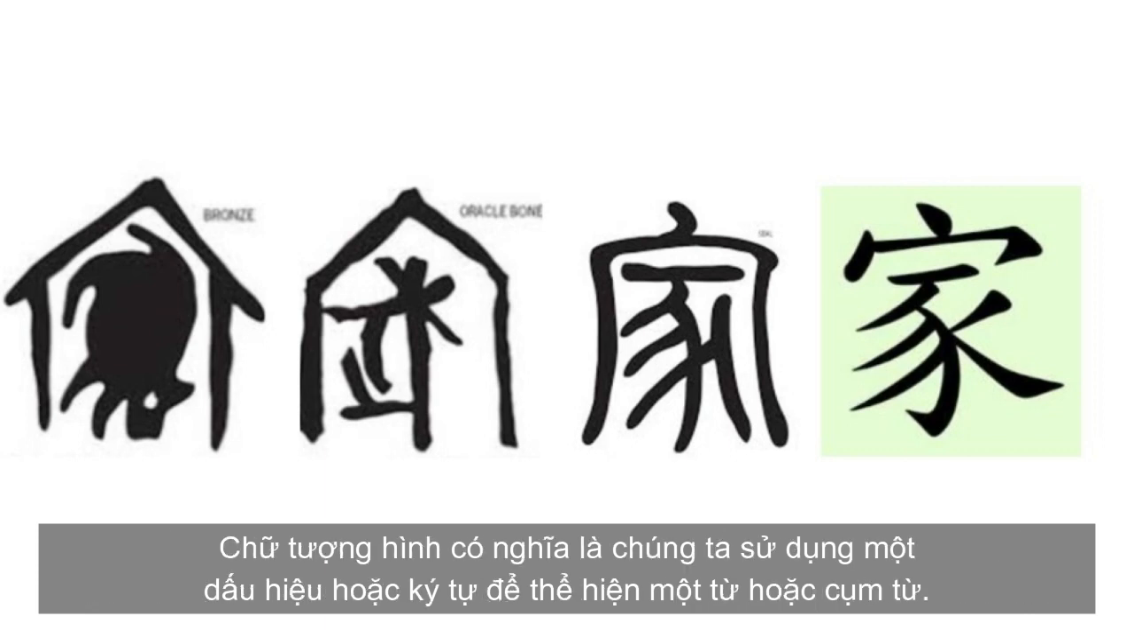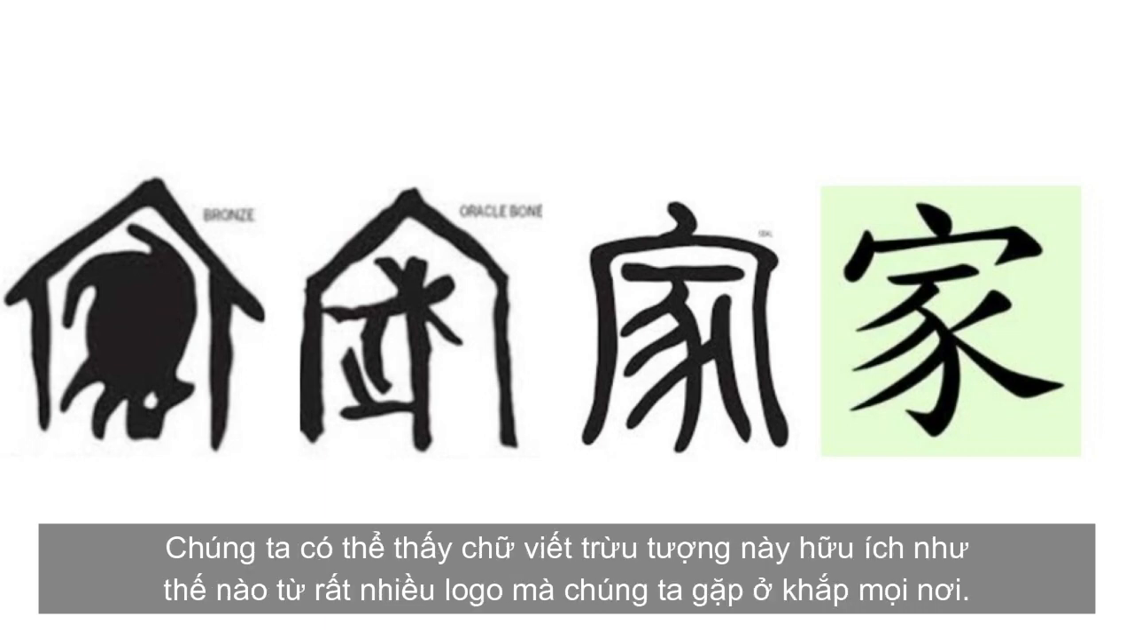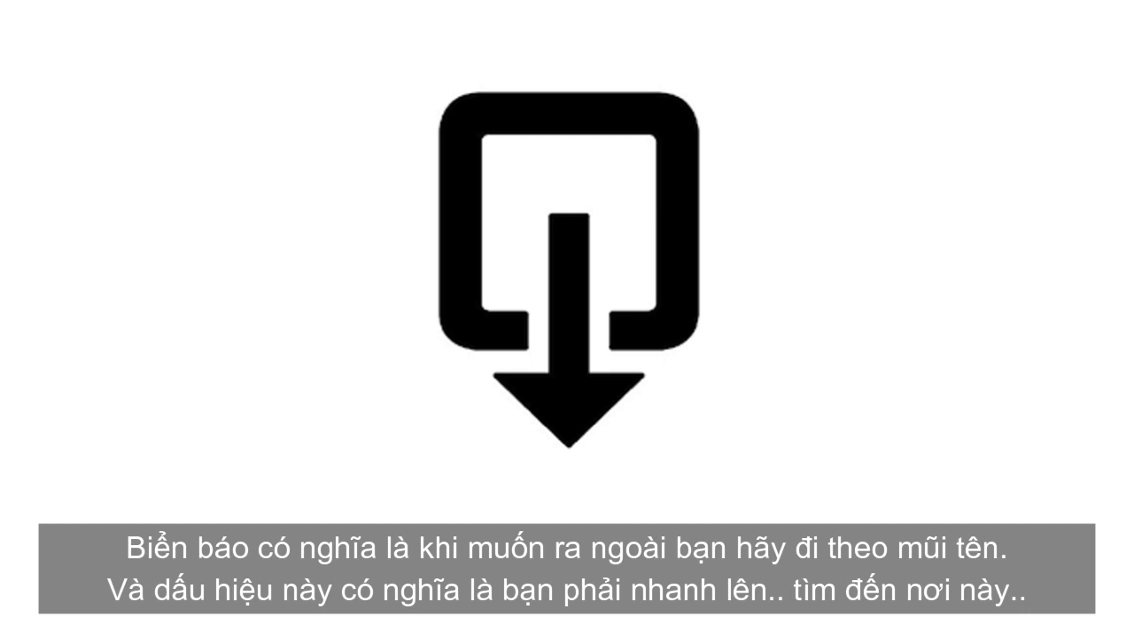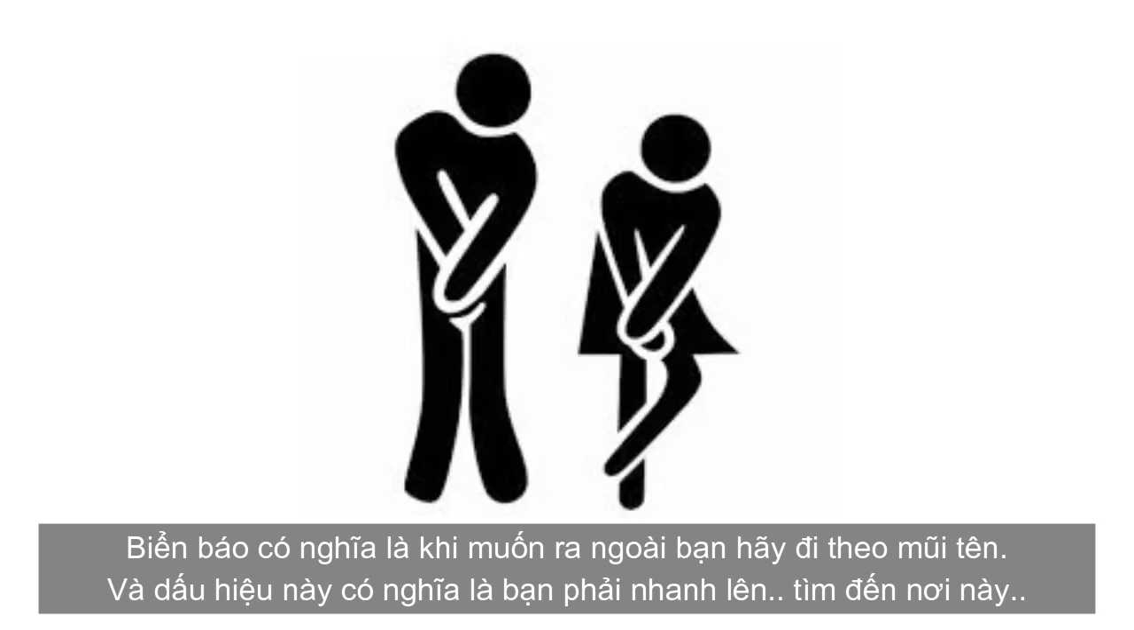So logographic means that we use a sign or character to represent a word or a phrase or an idea. We can see how useful this abstracted script can be from the many logos we encounter everywhere. This sign, for example, shows you the way when you want to go out and you follow the arrow. And this sign means you must hurry to find this place.